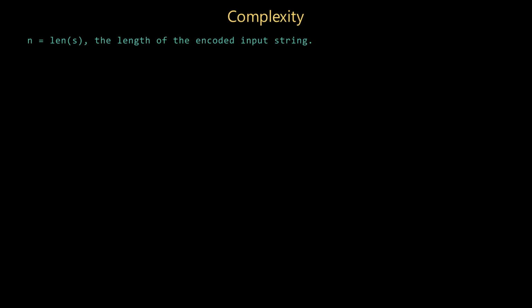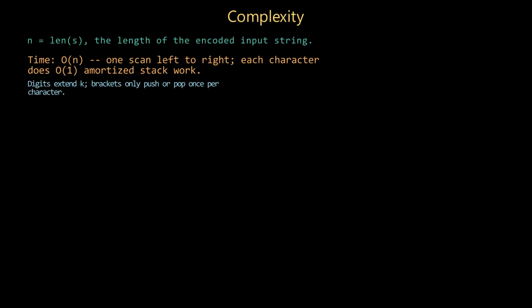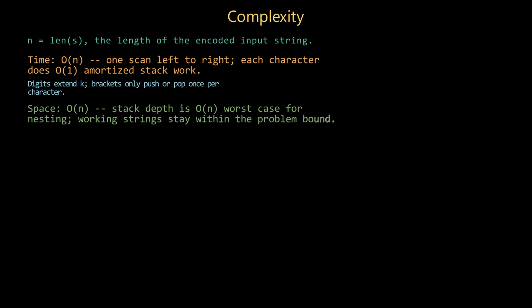Let n be the length of the encoded string S, that is the input size we measure against. Time is O(n), one left to right scan, each character does constant amortized work with the stack push or pop. Space is O(n) in the worst case, the stack depth grows with nesting depth, at most on the order of n open brackets.